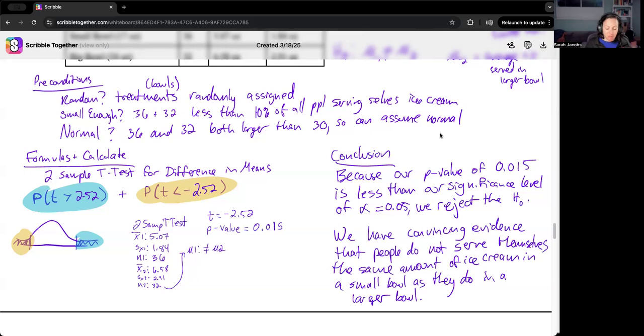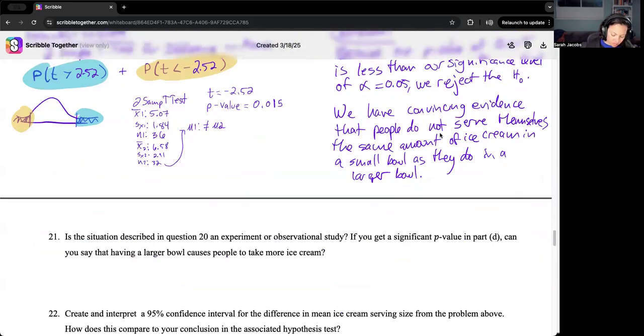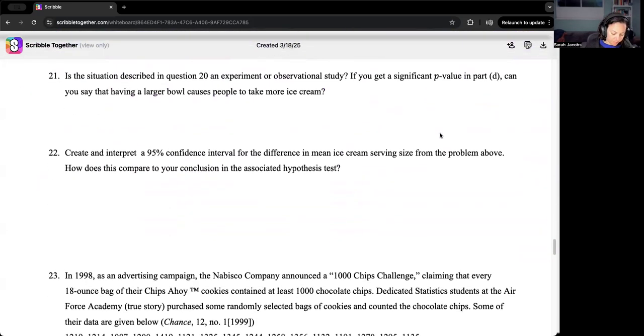Hypothesis test done. See, they don't have to take 1,000 years. Just got to knock them out. Okay. 21. Is the situation described in question 20 an experiment or an observational study? We said it's an experiment because we randomly assigned treatments.